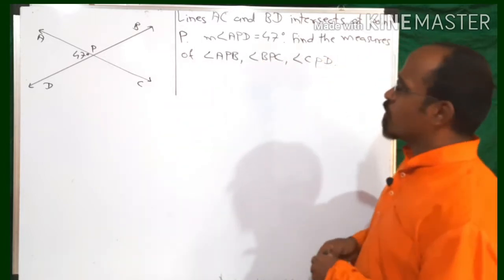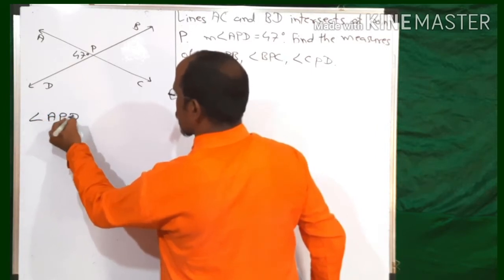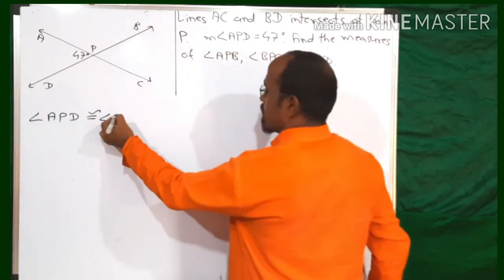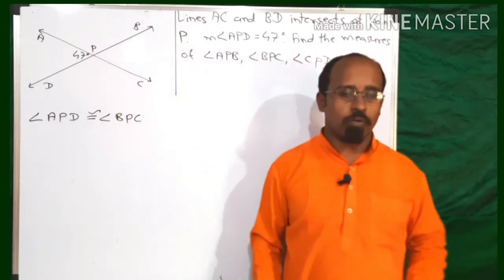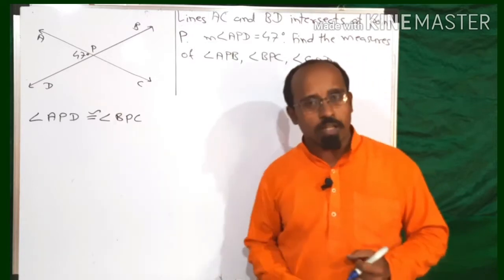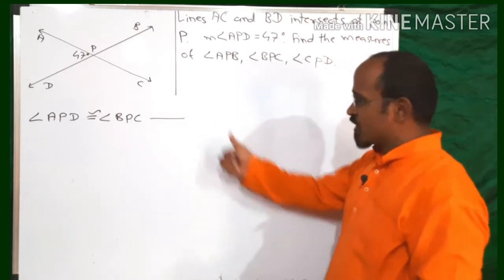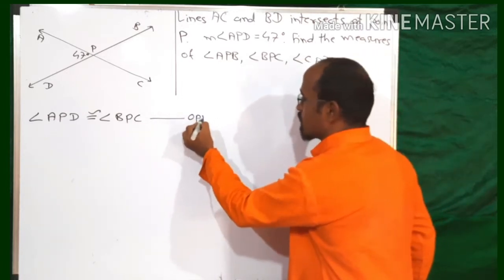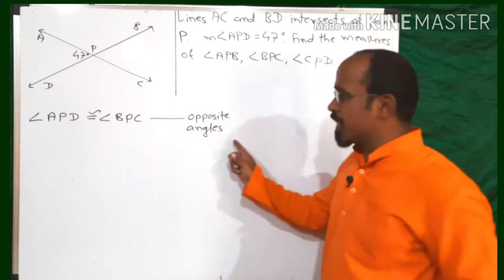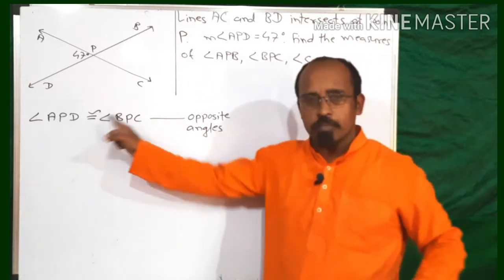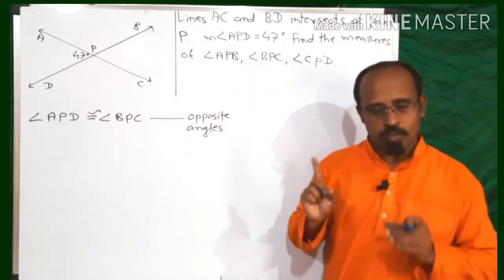So let's write. We'll write the rule as angle APD is congruent to angle BPC. What have I written? These two angles APD and BPC are congruent. Then I have to give the reason. Why are they congruent? Just draw a longer dash and state the reason: they are opposite angles. The meaning of this statement is angle APD is congruent to angle BPC because they are opposite angles. This is the first way.